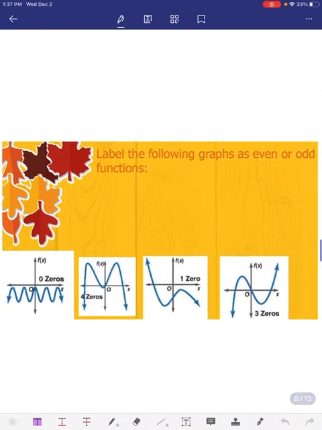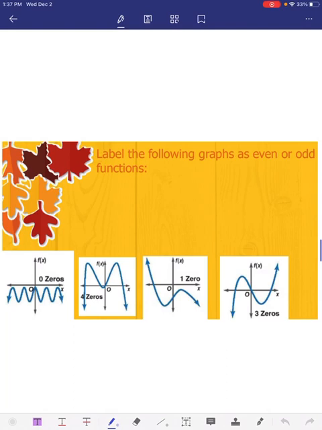So it says label the following graphs as even or odd functions. Again, we're going to look at a couple of things. One, look at how many zeros we have. And two, look at our end behaviors. Notice on our first one, we have 0 zeros. So it could actually be any degree, because remember that your degree is just the maximum number of zeros that you have. You can actually have any number below that. Since we have 0 zeros, it could be any number.